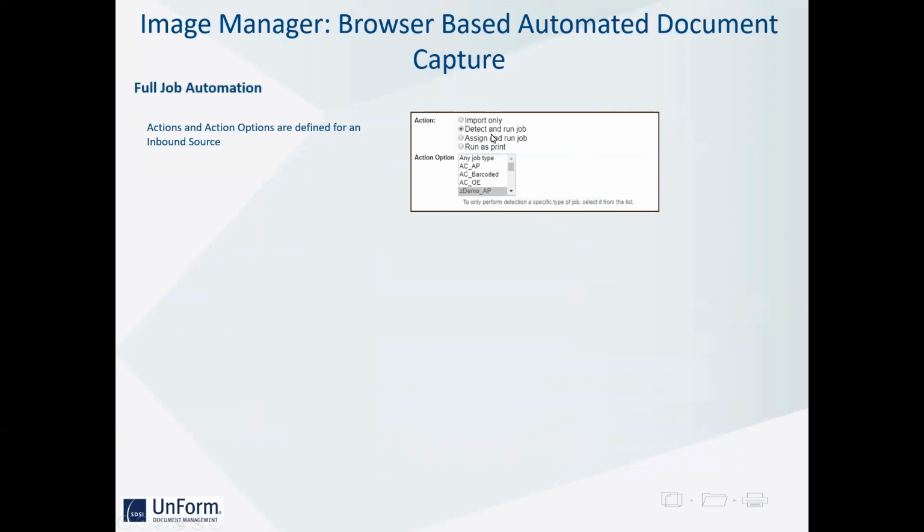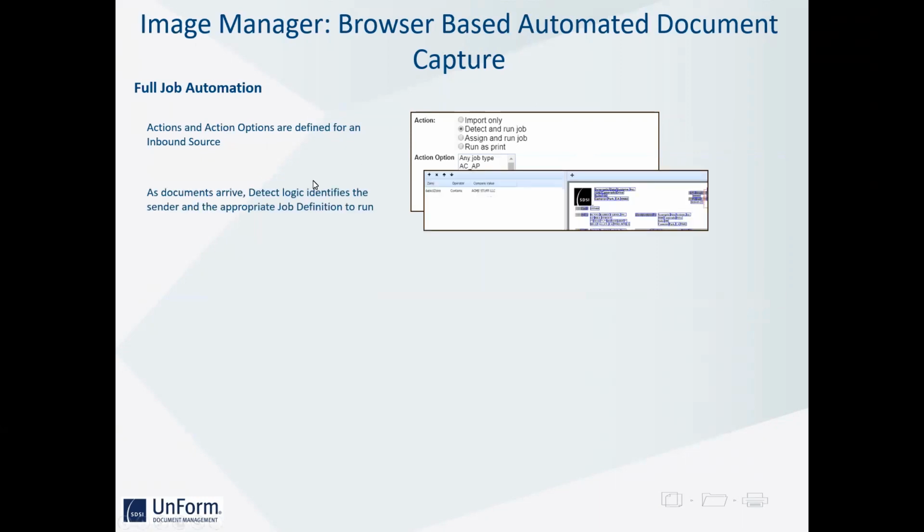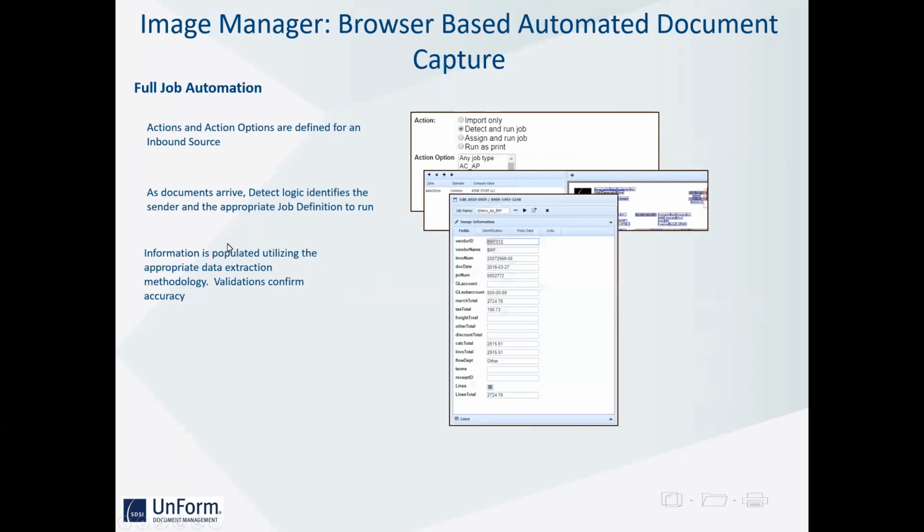So detect who sent me the document and run the appropriate job definition based on it. As the documents land in that inbound source, whether it's an email or directory, it'll monitor it, pick it up, and start running them. The detect logic will identify who sent it and what we need to do with that document. Then the information for that document would be populated based on whatever the appropriate data extraction method is.